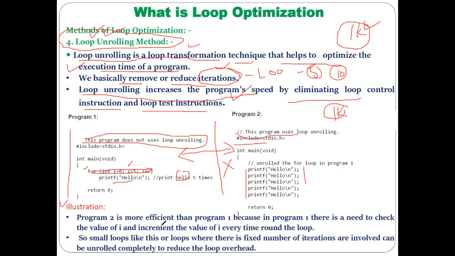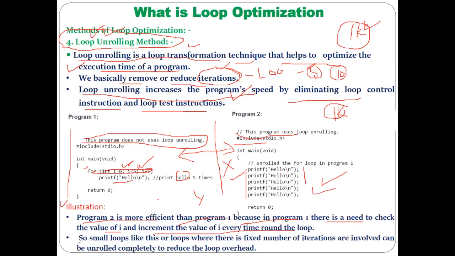So the same thing is mentioned here. Program 2 is more efficient than program 1, because in program 1 there is a need to check the value of i and increment the value of i every time. Understood? So this is a kind of overhead in this kind of code. But if you write it like this, then there is no need to check the value of i, and no need to increment the value of i. So this is considered as loop unrolling.